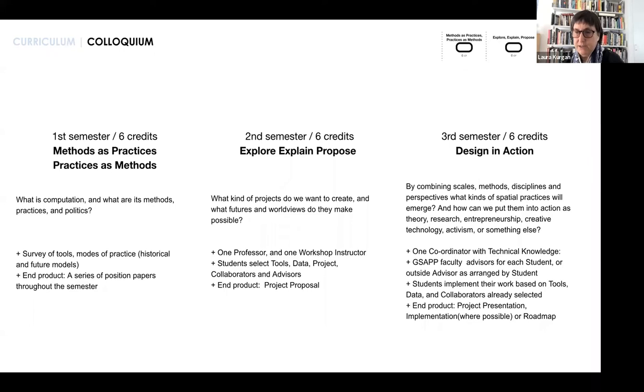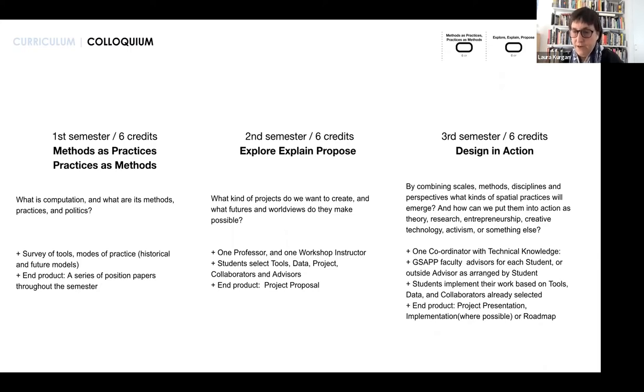Then in the third semester, which is in the spring semester, there's another colloquium called Design in Action. And over here, you take everything that you've done over the year by combining scales, methods, and disciplines, and ask yourself what kind of spatial practice will emerge out of what you've been doing. So over here, we ask, is your project a creative technology project? Is it an activism project? Is it a startup project? Is it a research project? Everything is possible, from the design of an algorithm to a peer review paper, to designing a sensor, to doing an art installation, to doing a parametric urban model of a smart city, and beyond, anything beyond. And maybe there's something we don't know of that you're going to bring to the table.